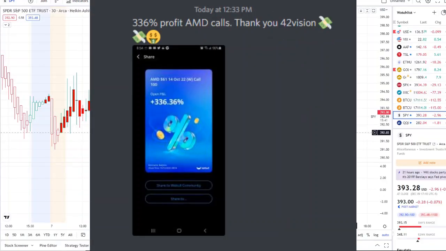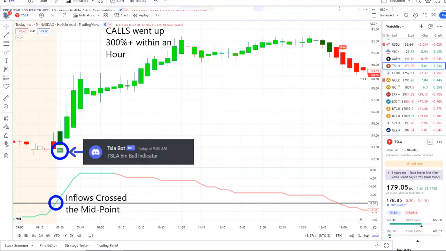So the first home run was from our Tesla bot. Our Tesla bot sent out a bull indicator at 9:35 a.m. And from that moment forward, the inflows crossed the midpoint to the upside, full strength there on 42 vision, and call options went up 300% plus within an hour, guys.